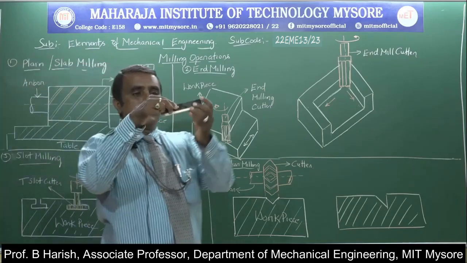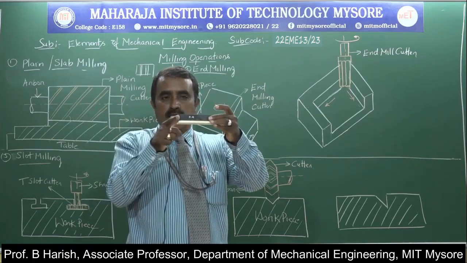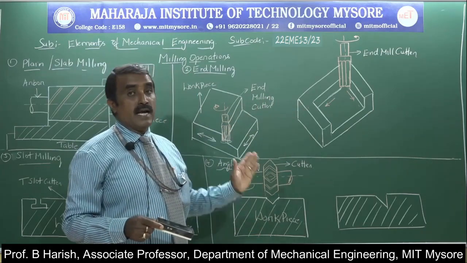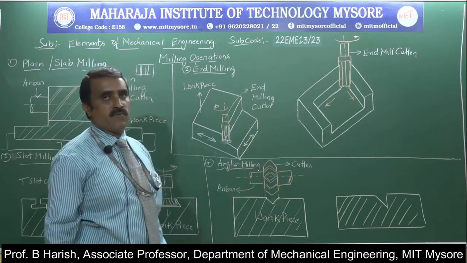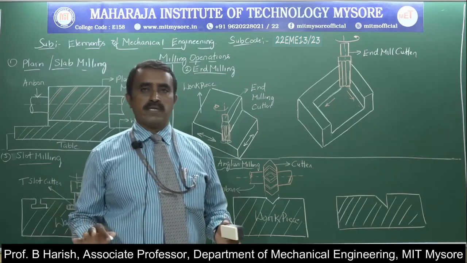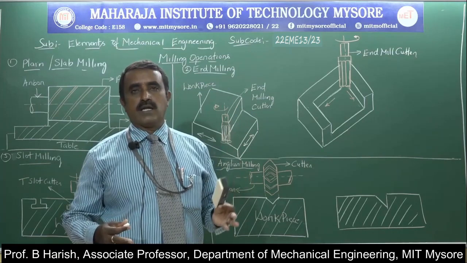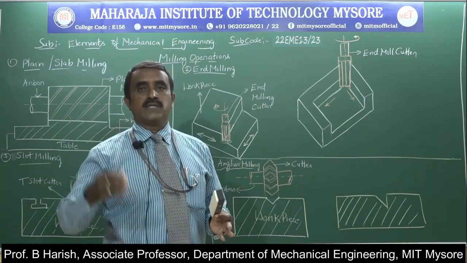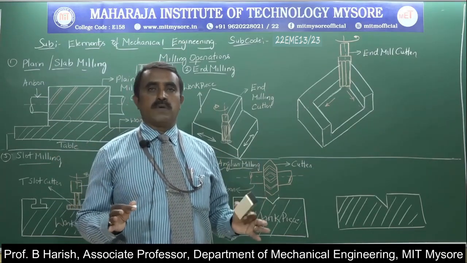Now if this is the job, in plain milling the horizontal surface is machined, whereas for machining vertical surfaces, we can go for end milling. So here is how the operation is performed. In all the cases one thing is common: the workpiece is fixed on the table, and the tool is fixed. If it is a vertical spindle, it is fixed to the vertical spindle; if it is a horizontal spindle, it is fixed on an arbor. This is common in all milling operations.